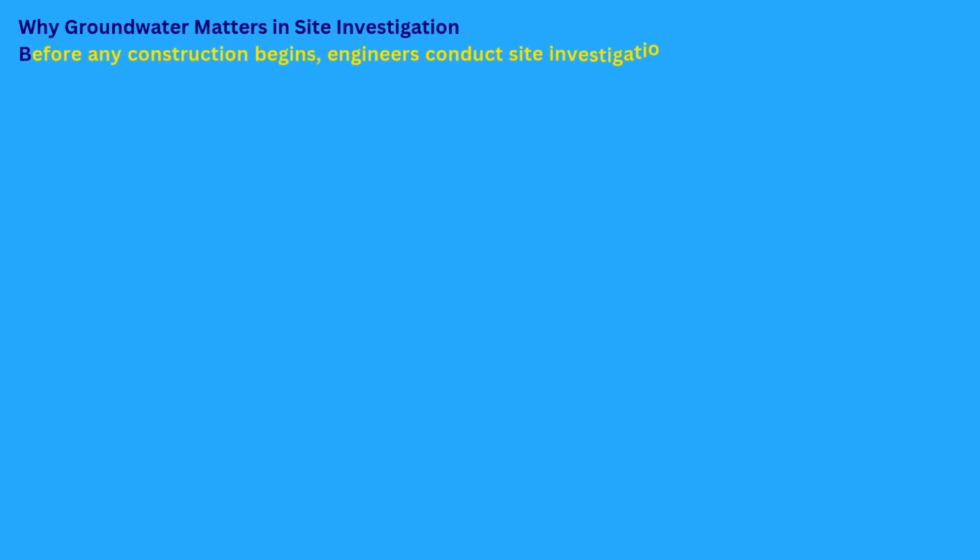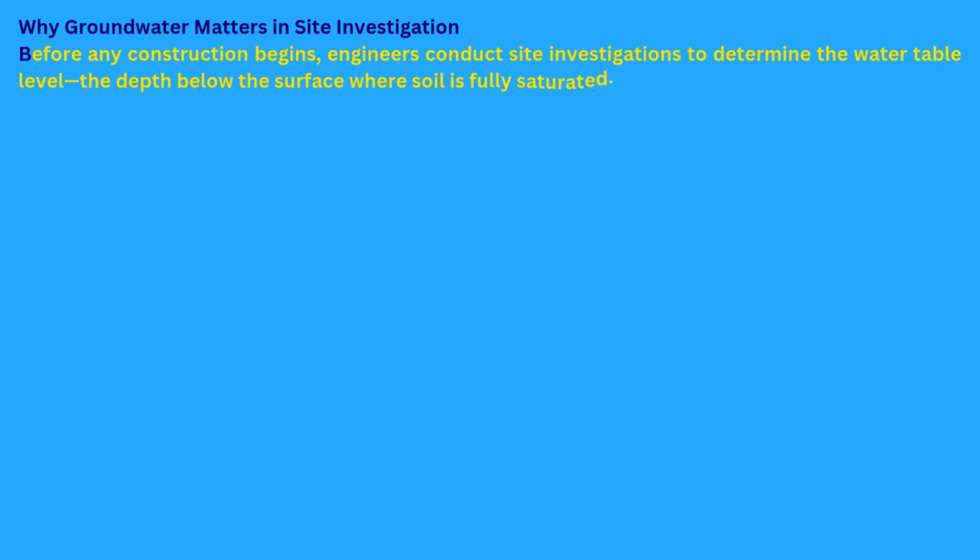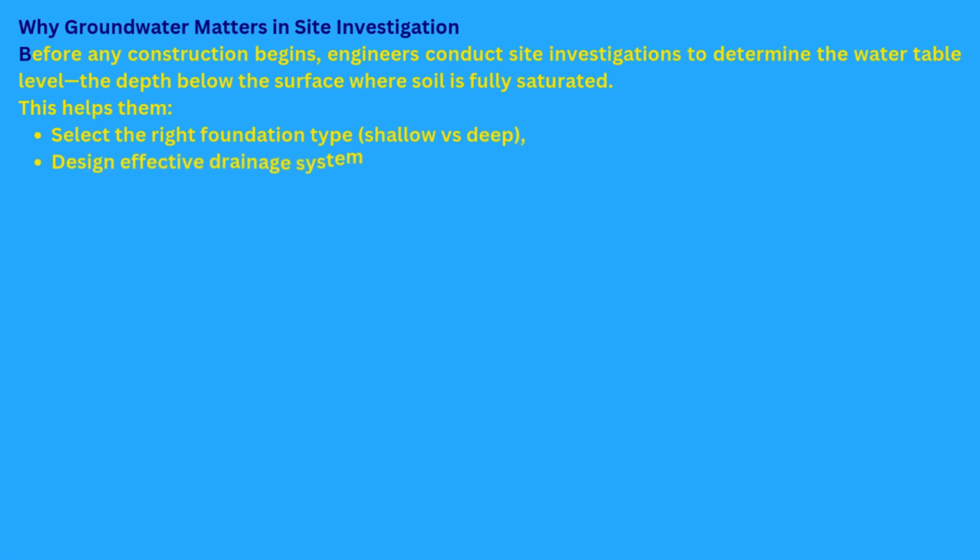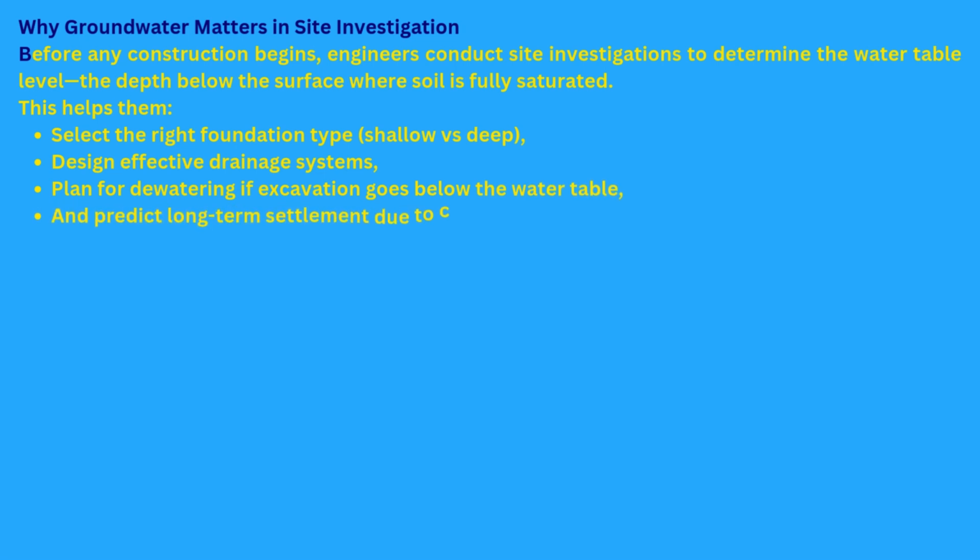Why groundwater matters in site investigation. Before any construction begins, engineers conduct site investigations to determine the water table level, the depth below the surface where soil is fully saturated. This helps them select the right foundation type, shallow versus deep. Design effective drainage systems. Plan for dewatering if excavation goes below the water table. And predict long-term settlement due to changing groundwater levels.